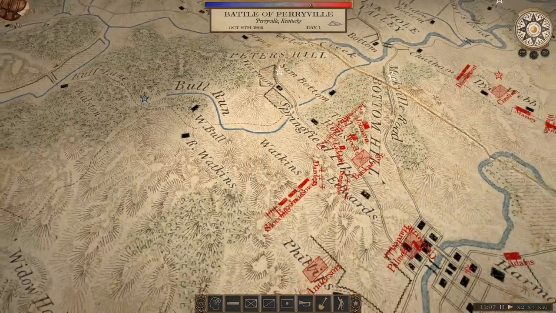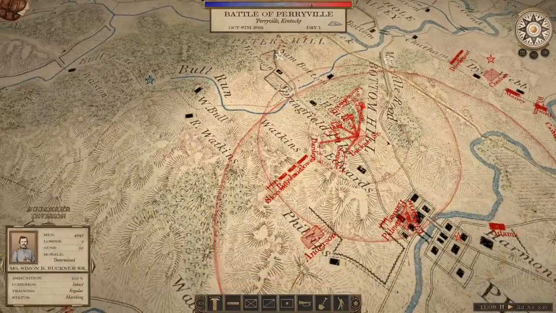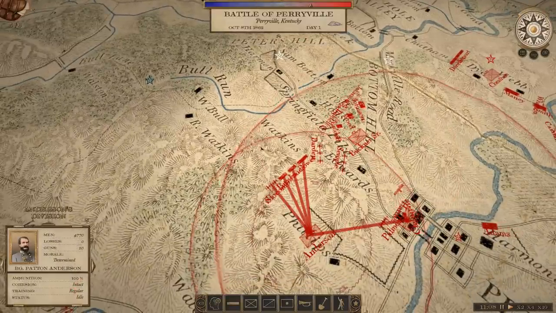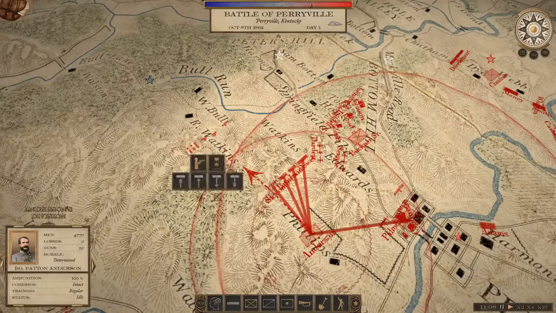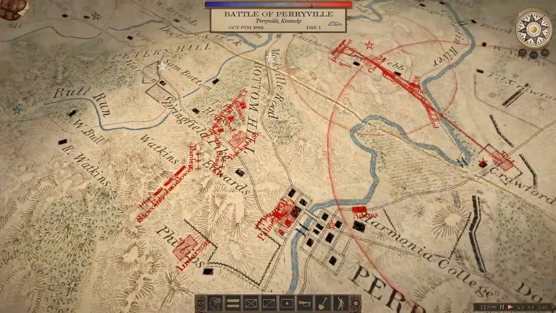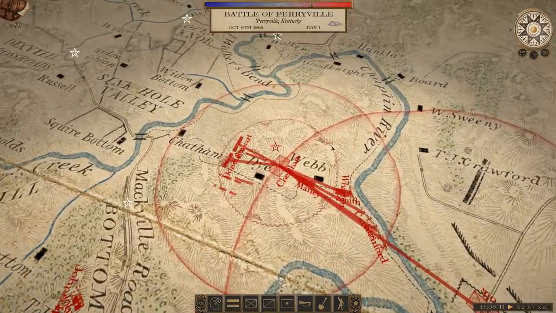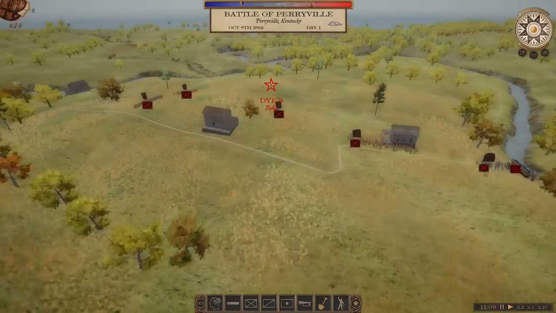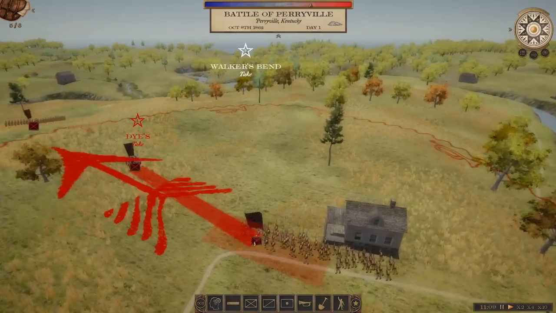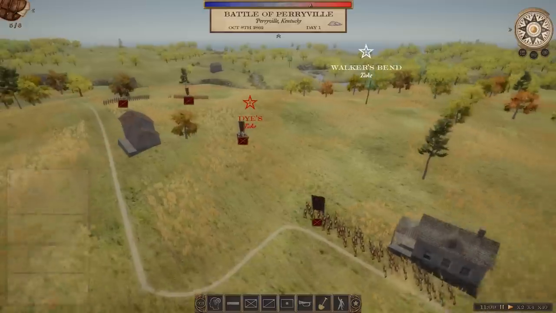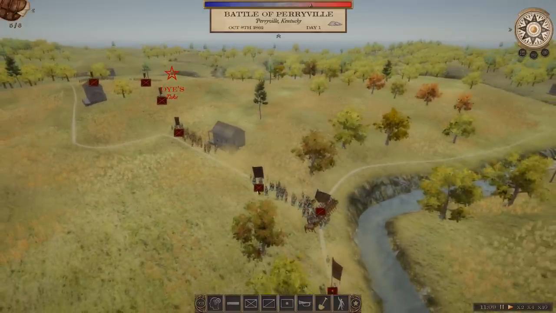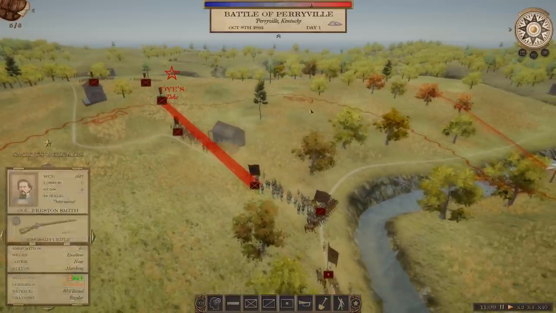obstacle on our right. Okay, so Buckner is now moving out. We're gonna move Anderson a bit forward, and Cheatham is already deploying here, but not fully ready. Still got Maney and the artillery. Also Smith moving into position.